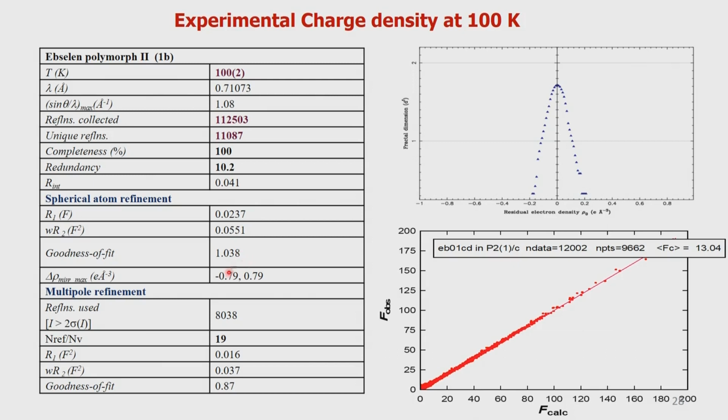And as you can see from here, if you look at what is left after the difference Fourier map, the amount of electron density that is left is minus 0.79 electrons per angstrom cubed to plus 0.79. Both are nearly equal. That means it is a very flat map after you account for the entire data, the entire crystal and the atoms in the crystal. Then we go and do this multipole refinement.